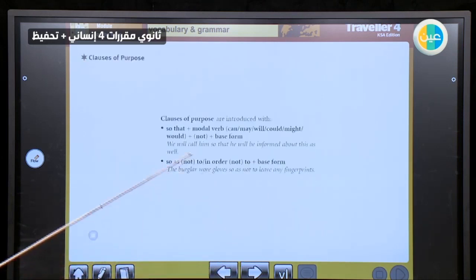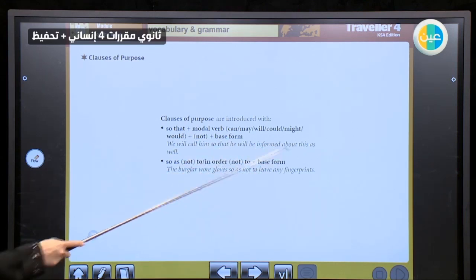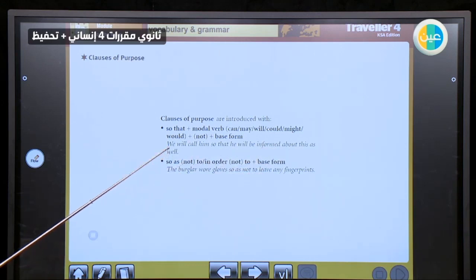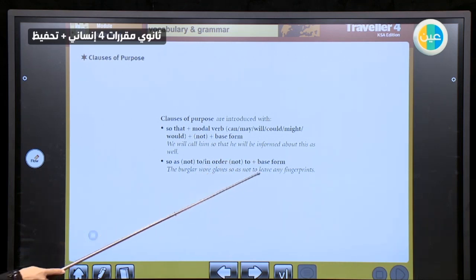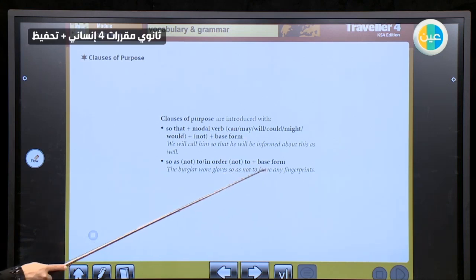Let's move here to clauses of purpose, introduced with so that. For example, we will call him so that, what's the purpose? He will be informed about this as well. The burglar wore gloves so as not to leave any fingerprints. So as, here the purpose is to not leave any fingerprints.